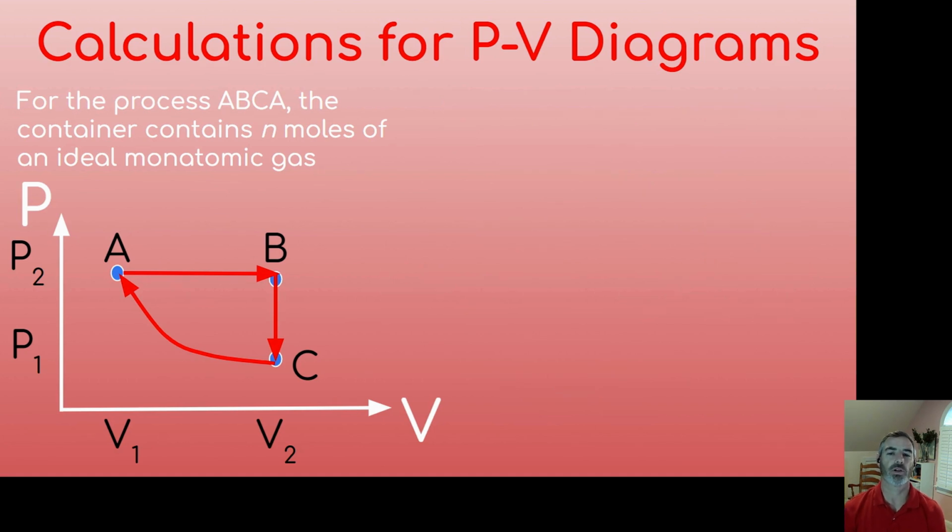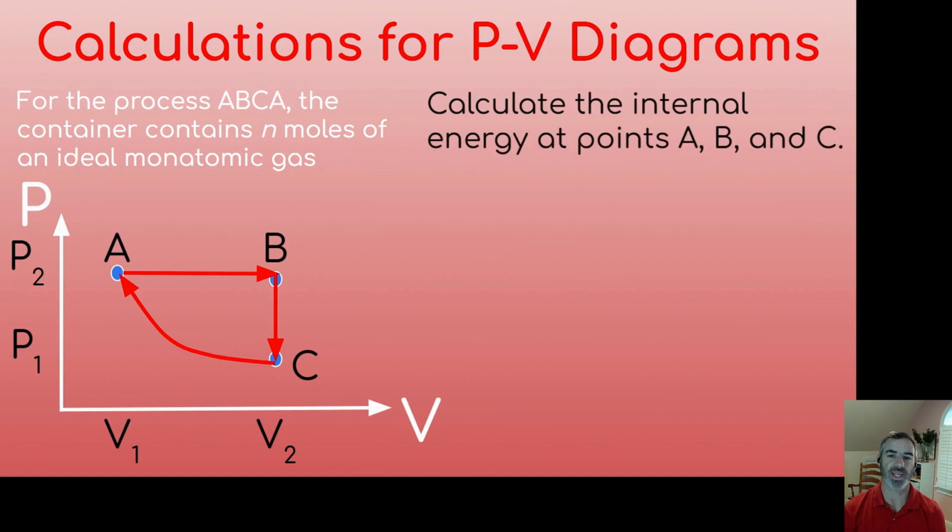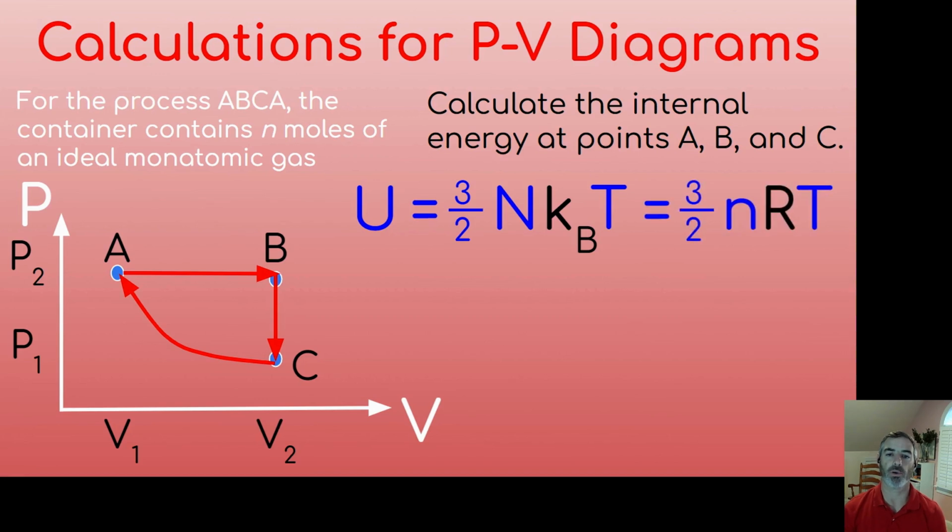So we're going to calculate the internal energy at positions A, B, and C. We have two equations that we could use for internal energy: 3/2 N kB T with a capital N, but we don't know the number of molecules, or we could use 3/2 nRT, where we do know the number of moles, which was given as the lowercase n symbol. So we're going to use the second one, U equals 3/2 nRT.